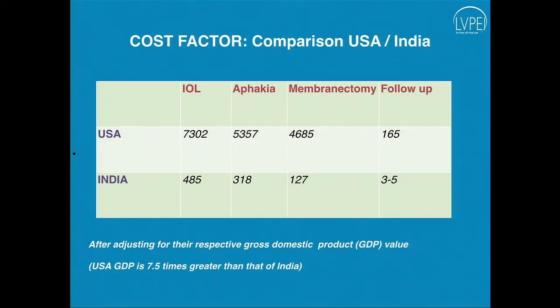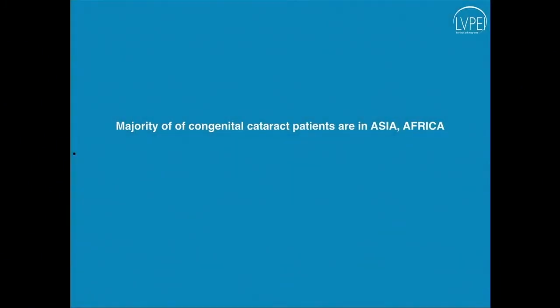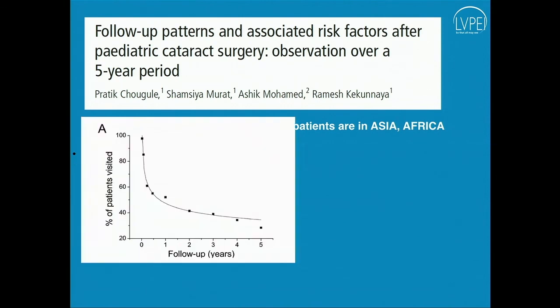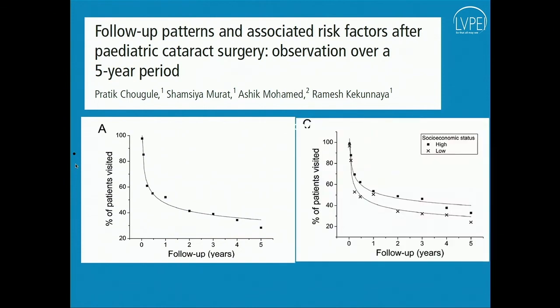And this is a comparison between US and India. Some of the cost factors I put are almost similar in all the developing countries. This cost has to be read in terms of GDP, as the GDP of the US is almost 7.5 times higher than that of India. And this is an important consideration. And the majority of these congenital cataract patients are in Asia and Africa. And we looked at the follow-up profile of these patients over a 5-year period, and you can see how dramatically it drops after the first or second visit, both in the higher as well as lower socioeconomic status.